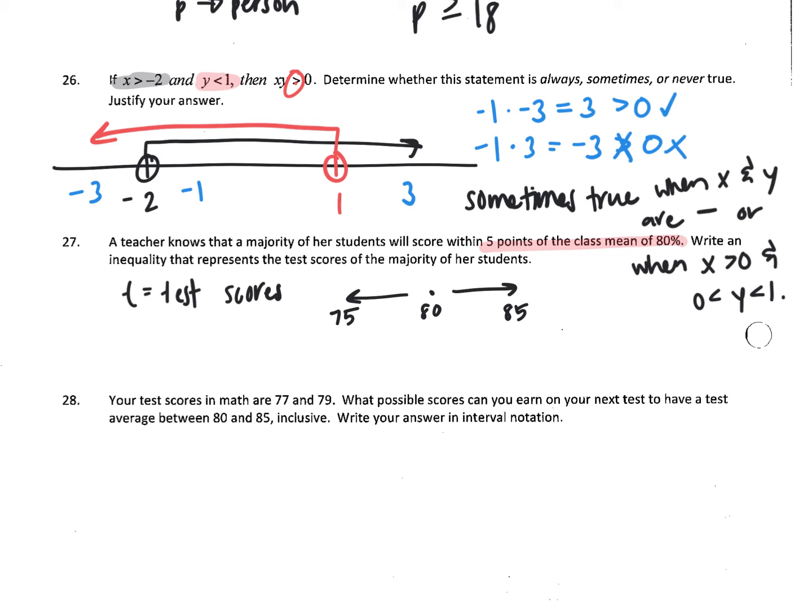So instead of having 80 in the middle, we're just going to have a variable t, and it has to be less than or equal to 85 and greater than or equal to 75.